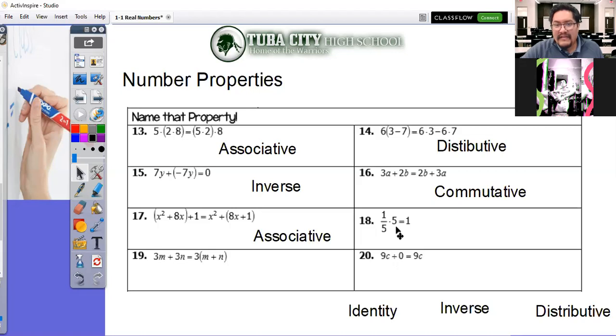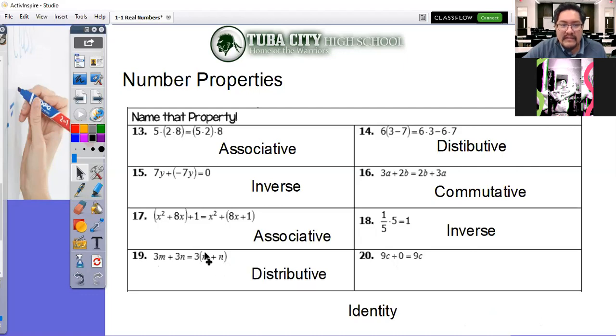All right, let's move on to this one. In fact, this is the exact example I used on the last slide. But this is what we would call the inverse property. Continuing on, let's see what's going on with this one here. Now this is actually factoring, if you're looking at it from left to right. But this is distributive because 3 times m would give you 3m, and 3 times n would give you 3n.